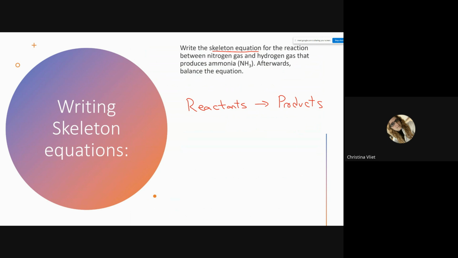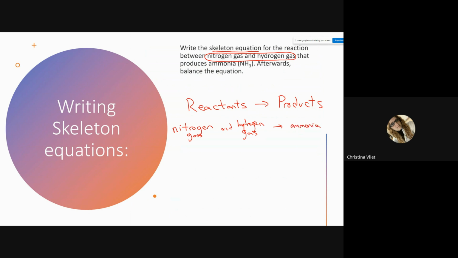So I'm going to write that out in words first, just because that gives us an idea. We know that the reaction is between these two, nitrogen gas and hydrogen gas, right? And what are we making? What do they tell us we're making? What is being produced? What is my product? Ammonia.